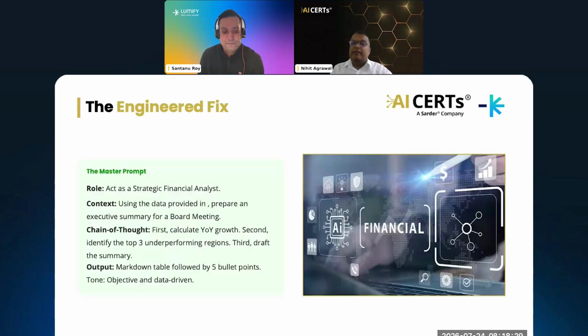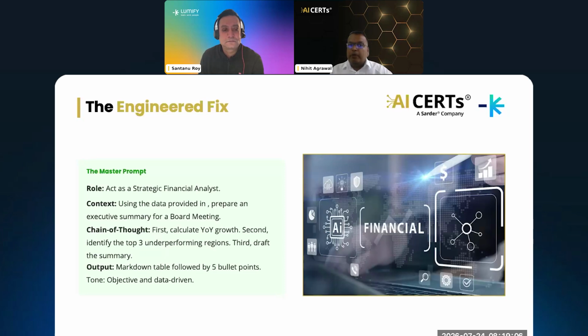Now, we looked at the weak prompt and discussed why it was producing disappointing results. Here we can see what happens when the prompt engineering principles are applied correctly. This is what we call the engineering fix. Instead of asking AI to simply analyze sales data and write summaries, we define a prompt that gives the model clear direction, structure, and expectations, which transforms the quality of the output. So if you want good output from AI, give it a clear and well-designed prompt.